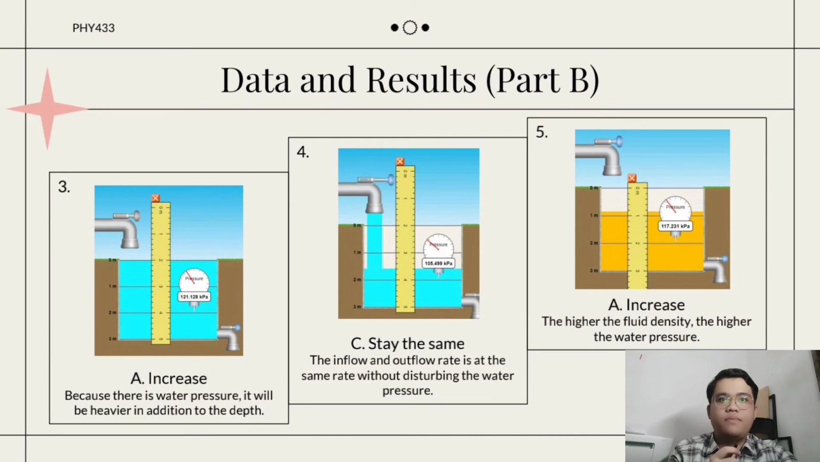For data and result part B, we continue with question number 3. The answer is A, increase, because there is water pressure. It will be heavier in addition to the depth. Question number 4, the answer is C, stay the same, because the inflow and outflow rate is the same, without disturbing the water pressure. And the answer for question 5 is A, increase, because the higher the fluid density, the higher the water pressure.